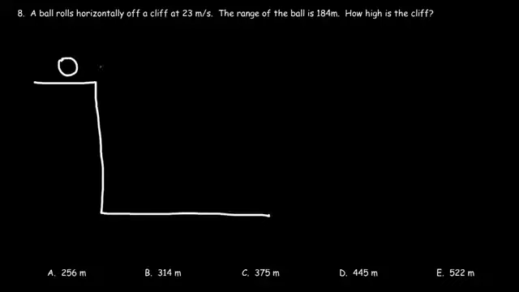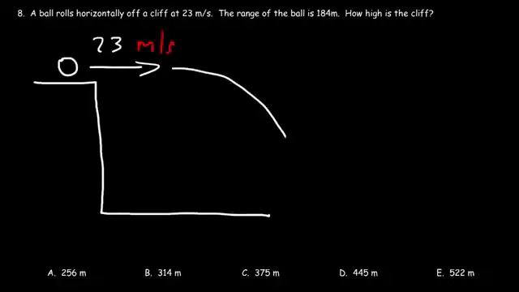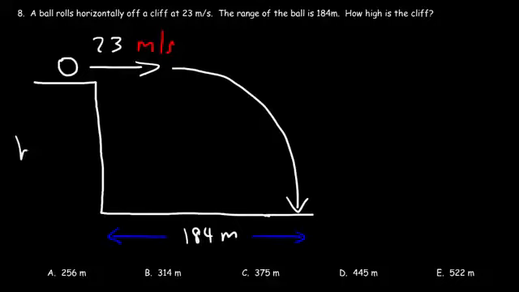Number 8. A ball rolls horizontally off a cliff at 23 meters per second. The range of the ball is 184 meters. How high is the cliff? So here's the picture that we have. We're given the initial speed of the ball, 23 meters per second. And then it's going to follow this trajectory. And the range is 184 meters. So that's how far it travels in the x direction. How far does it travel in the y direction? That distance is going to be the height of the cliff.